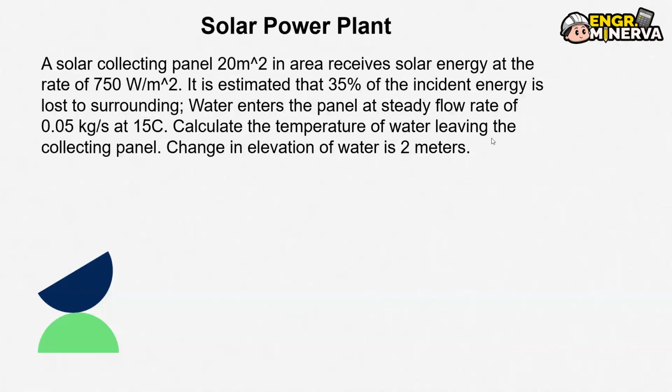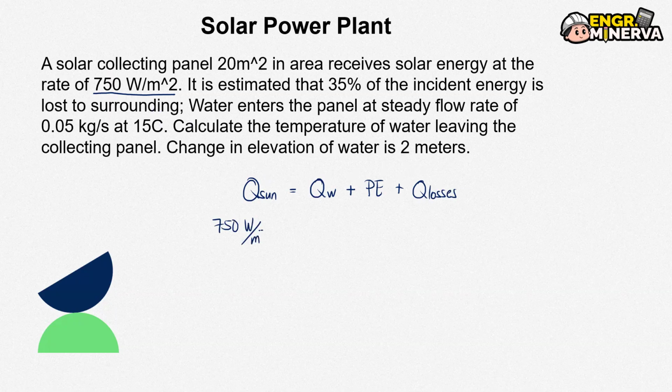So let's try this problem. A solar collecting panel, 20 square meter in area, received solar energy at the rate of 750 watts per square meter. So the Q of the sun is given. Let's go back to our formula. The Q of the sun would be equal to the Q of the water plus potential energy plus Q losses. So the Q of the sun would be 750 watts per square meter. Since it is per square meter, we will multiply our area of the collecting panel, that would be 20 square meter.